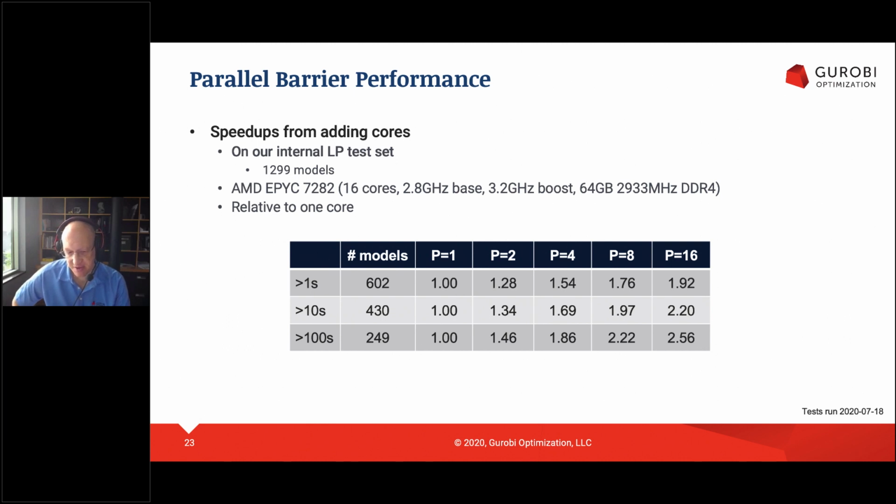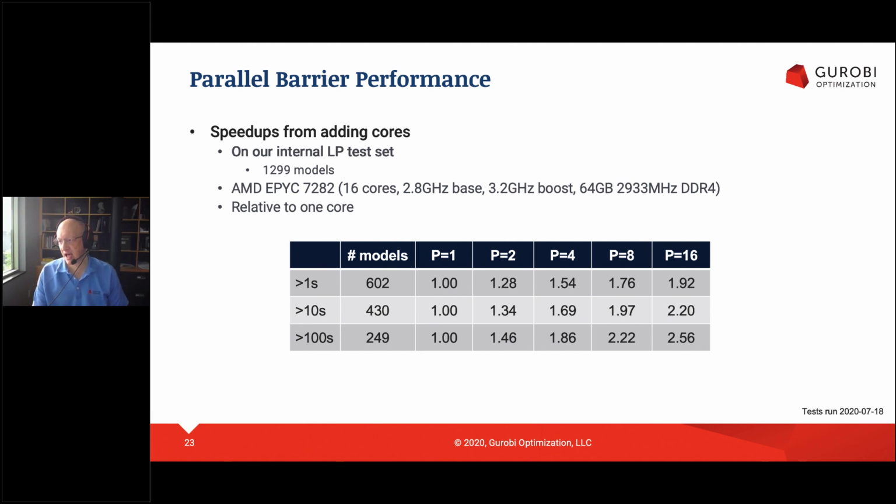What you see is as you add cores, as you go from 1 core to 2 cores to 4 to 8 to 16, performance improves. But it tops out at a level that is well below the number of cores in the machine, well below 16 cores. So on average across the whole set, for the models that take more than 100 seconds, parallel barrier gets a 2.5x speed up compared to barrier running on a single core.